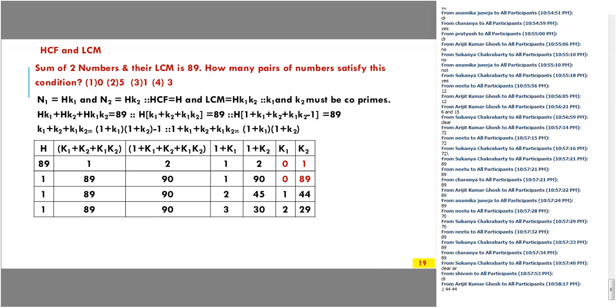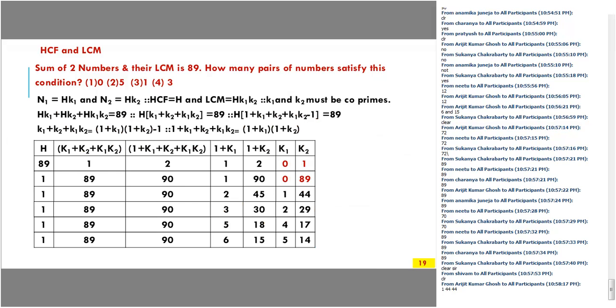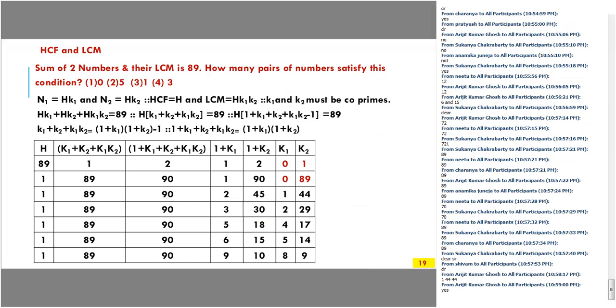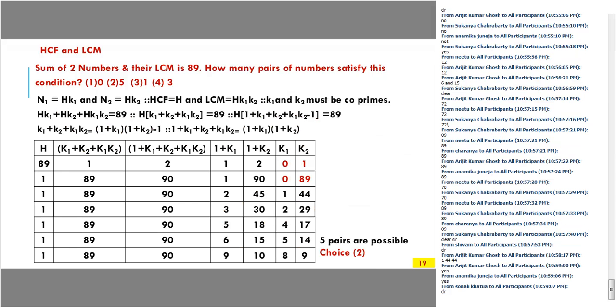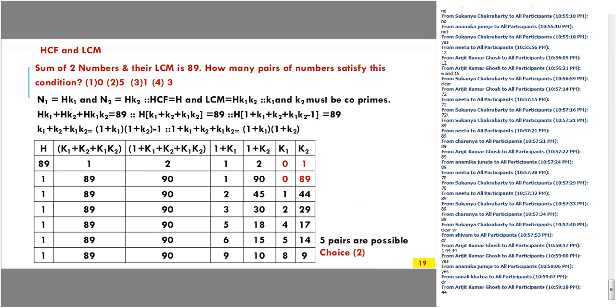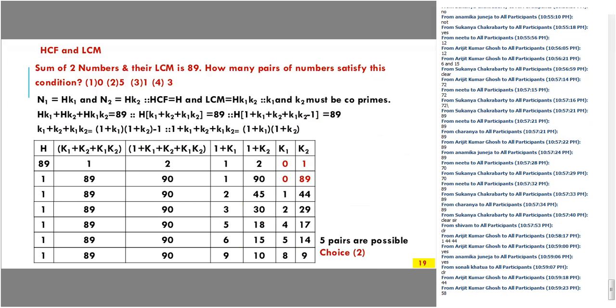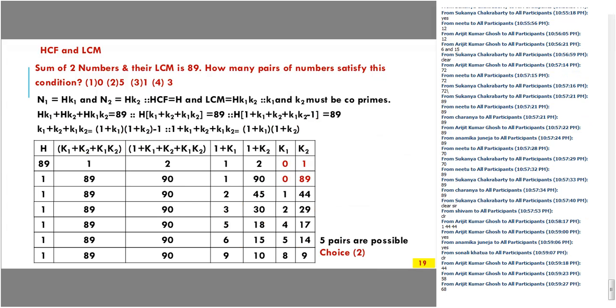Are you clear with this? How many are clear with this now? I wanted to write so that I can explain instead of tagged 1. K1 is 1. What is the LCM of 1 and 44? 44. What's the LCM of 2 and 29? 58. What's the LCM of 4 and 17? 68. 5 and 14, 70. 8 and 9, 72. Are you clear?